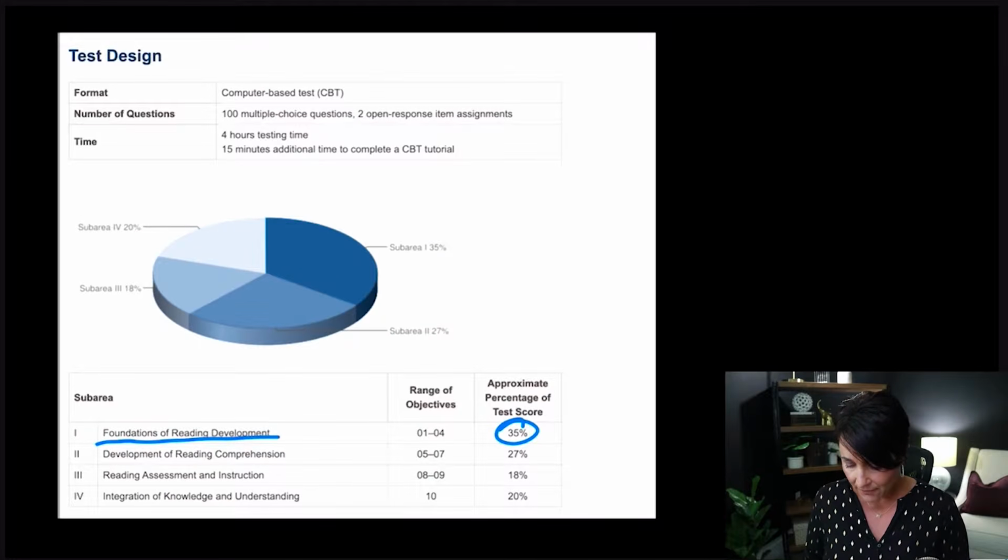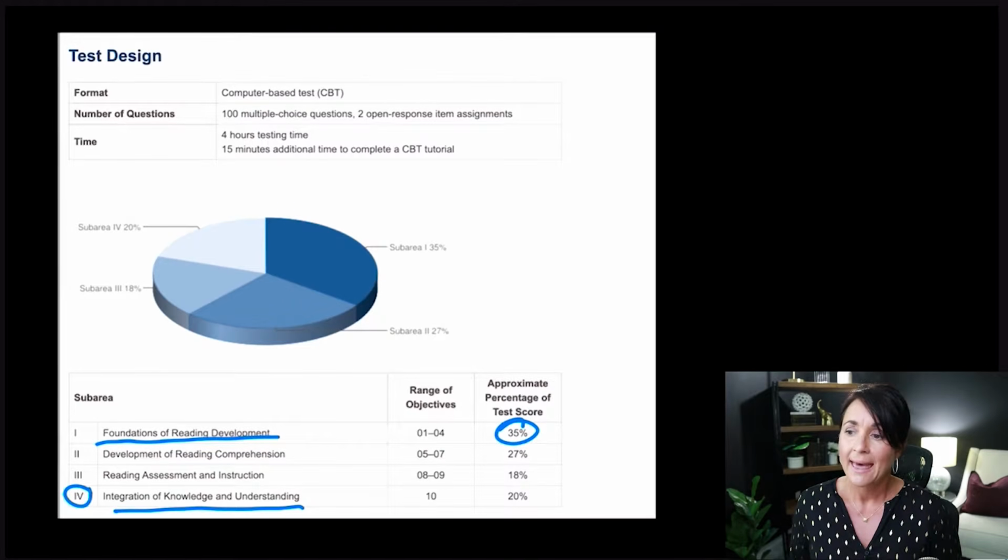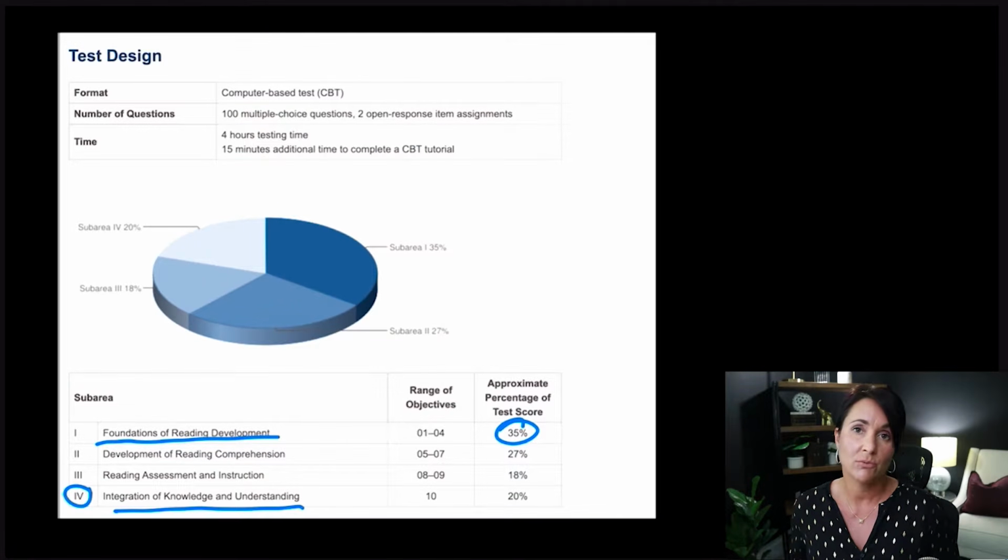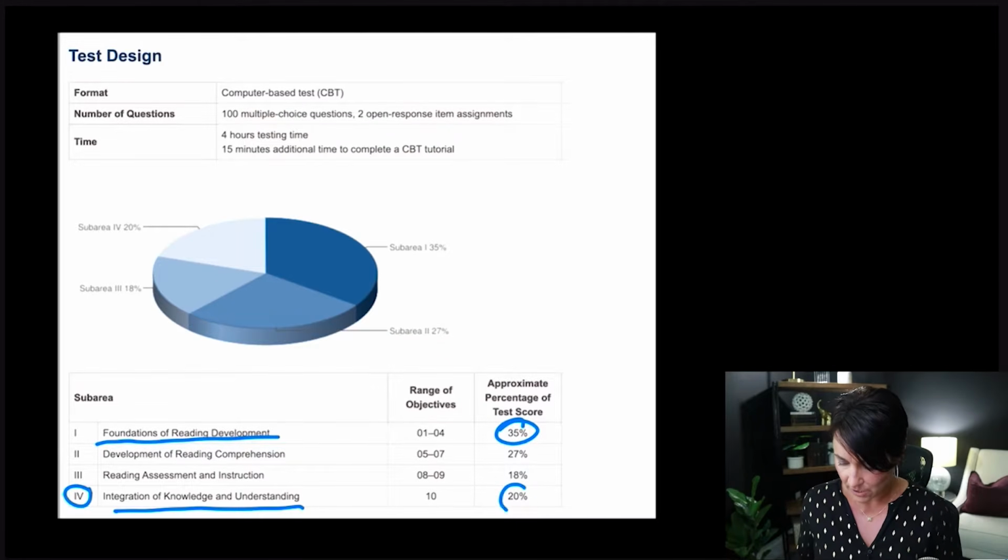And then you do have this part 4 here, integration of knowledge and understanding. That's going to be 2 constructed response or 2 essay type tasks here, and that's worth 20%. Now, a lot of people get freaked out about that essay task, but it's actually fairly easy on this exam. We're going to go through that in part 2.